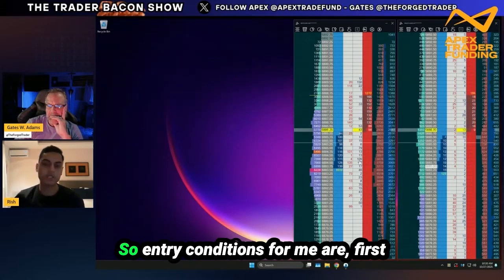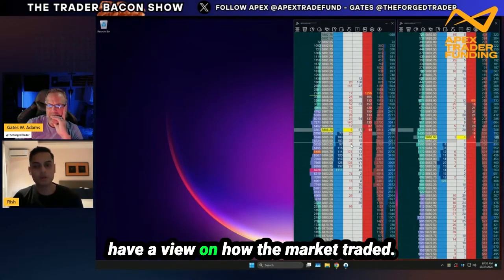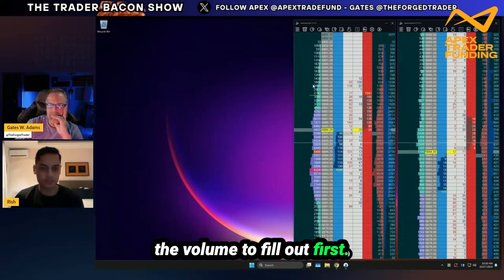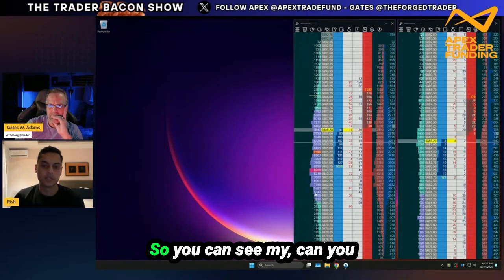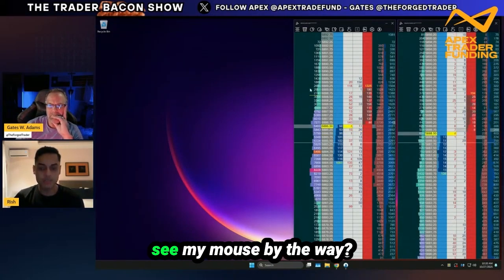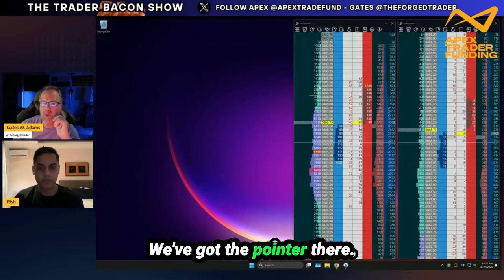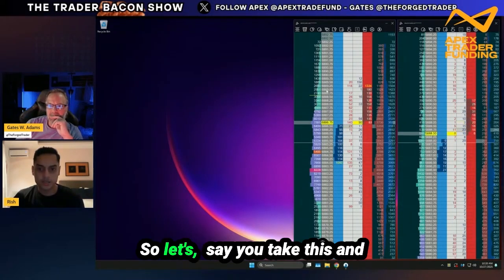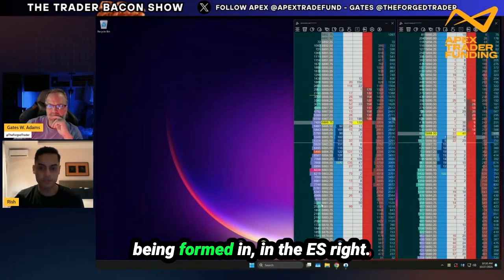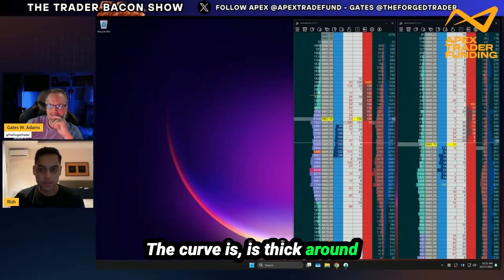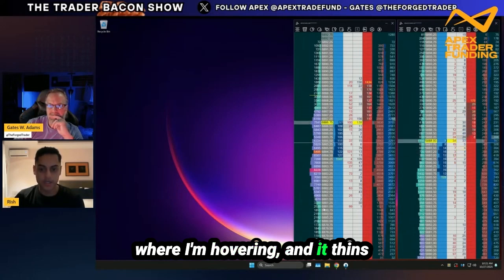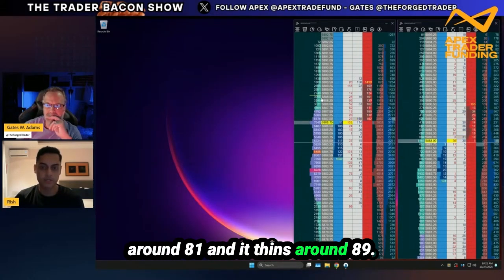Yeah, sure. So entry conditions for me are, first, have a view on how the market traded. You kind of want to wait for the volume to fill out first. Can you see my mouse, by the way? Yeah, we've got the pointer there. Okay. So let's say you take this and you look at the curve that's being formed in the ES. The curve is thick around where I'm hovering, and it thins around 81, and it thins around 89.